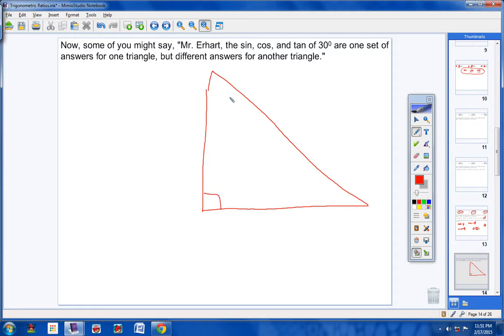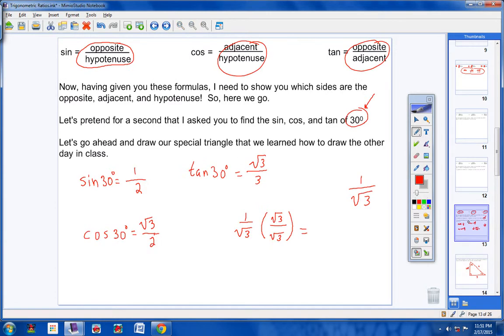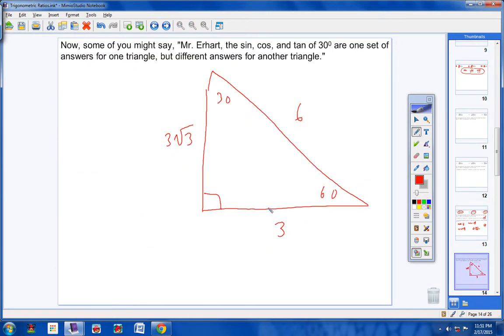If I had a bigger triangle like this, Mr. Earhart, then the sides would be different. Like this might be 6, and this might be 3, and this over here would be 3 square root of 3. I think, would that be correct? I've got to look this over. I think that's right. So then the answers would be different.